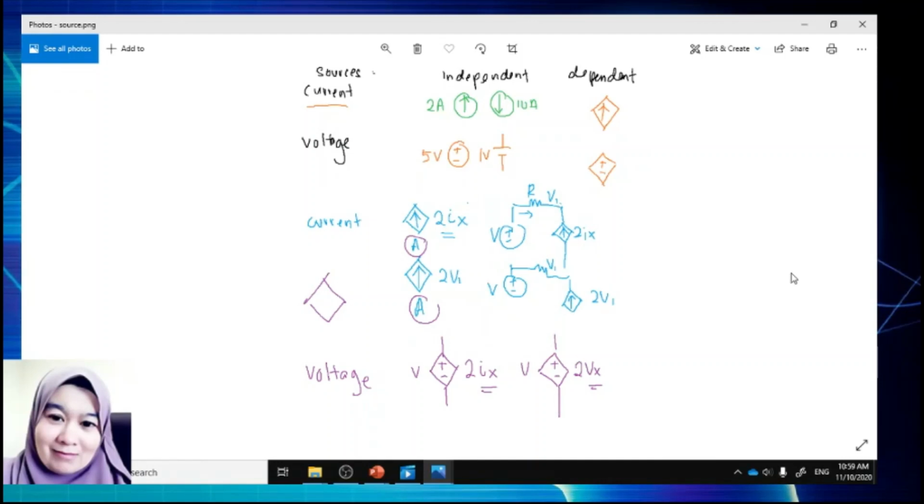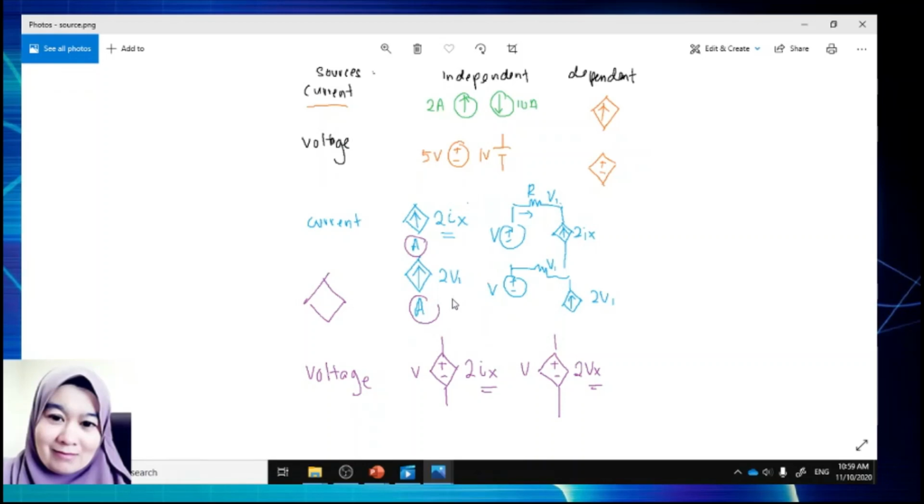There are actually four dependent sources. For current, there are two. First is this one. The arrow means the current, and I means the current. So this is a current dependent on current. What is the unit for this one? The unit depends on what is here. So the unit here is ampere.